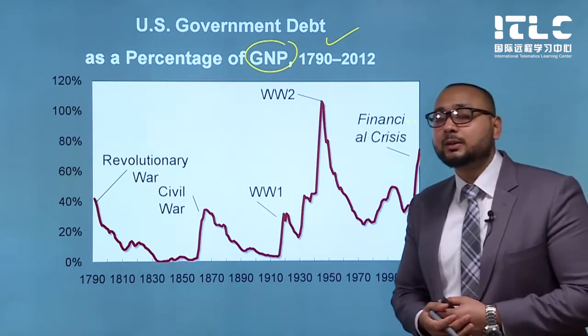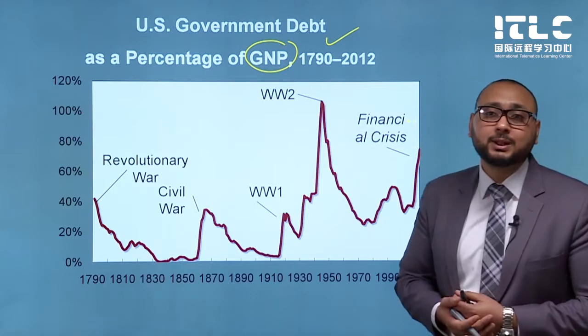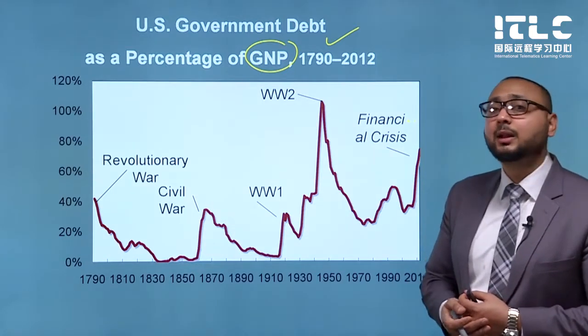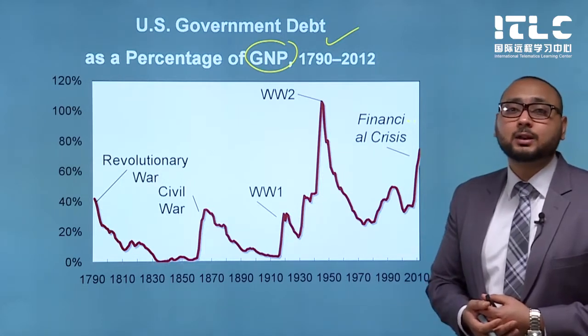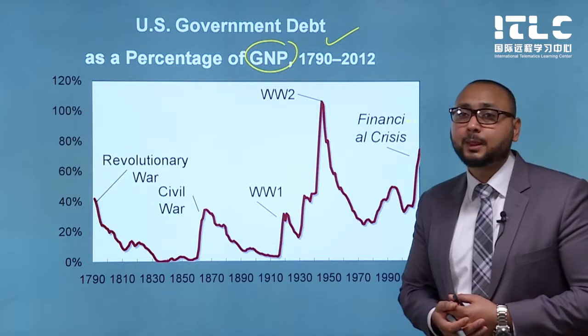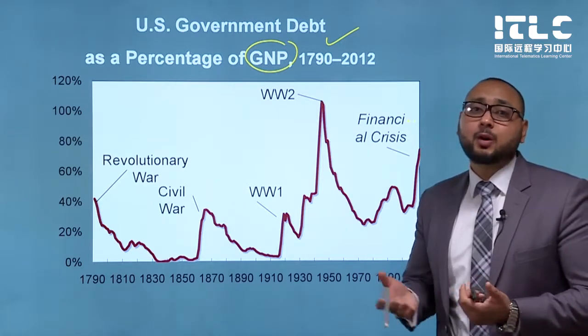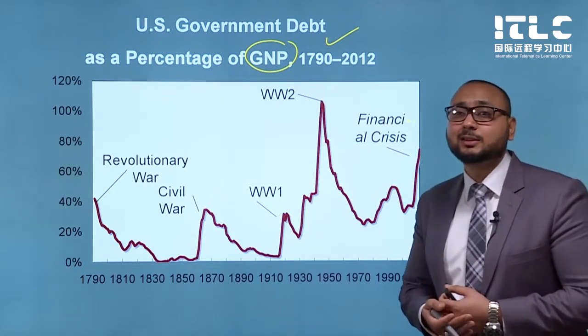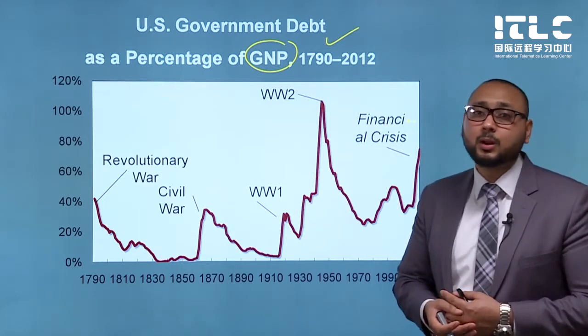So there are two reasons why many economists believe it is appropriate to allow the debt ratio to climb during wartime. First, it allows a government to keep tax rates smooth over time, because wars are expensive and financing them solely with tax increases would disrupt the whole economy.